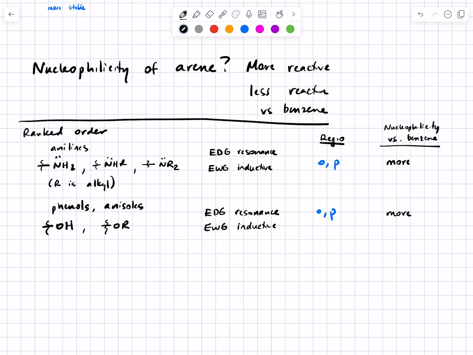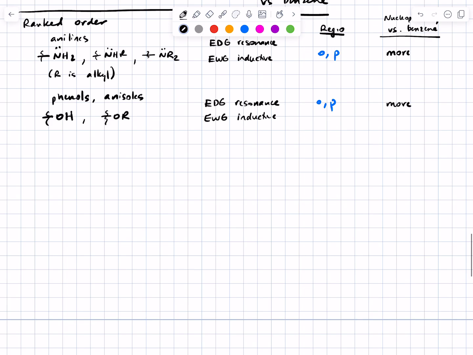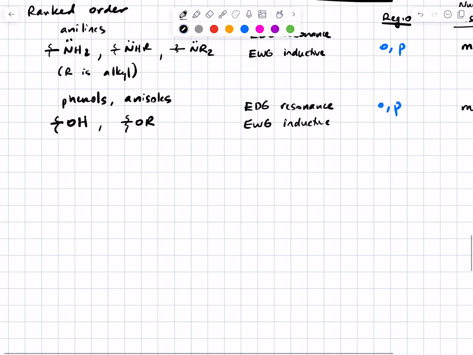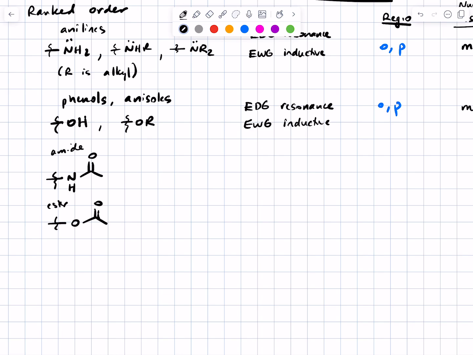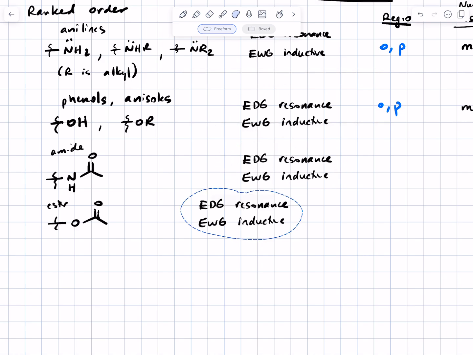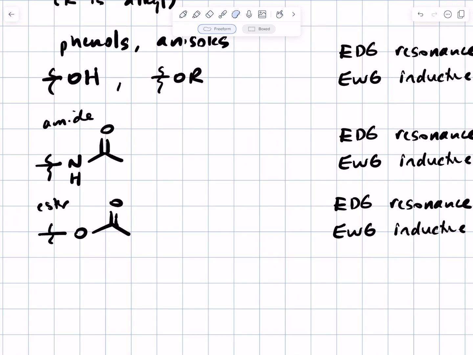Okay. Now, it turns out that if you want to tune down the reactivity of an aniline or a phenol, it's pretty easy. All you do is make the corresponding amide or ester. Why would this tend to tune down the reactivity of the aniline or the phenol? The idea here is those lone pairs, excuse me, I'm not getting emotional, my voice is just hoarse.